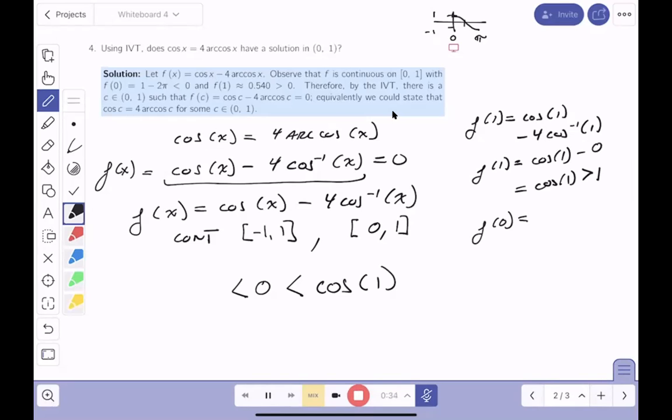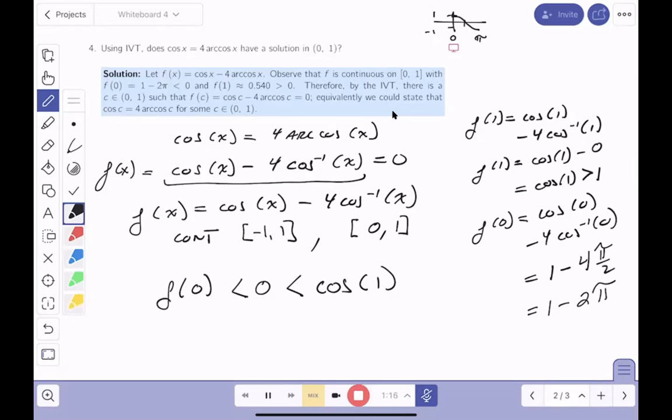Well, the cosine of 0, maybe I should write this down. Cosine of 0 minus 4 arc cosine of 0. What's cosine of 0? It's 1, isn't it? Minus 4. What's the arc cosine of 0? Pi over 2, right? Let's see what happens. You get 1 minus 2 pi. Well, I hope you know that 1 minus 2 pi, whether you have a calculator or not, is definitely a negative number, right? So I'm going to say that f of 0 is definitely negative, so it's below 0.